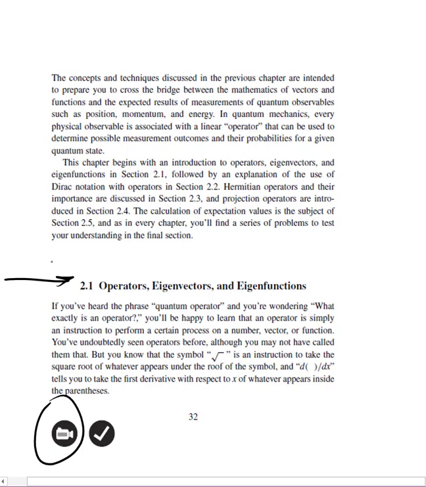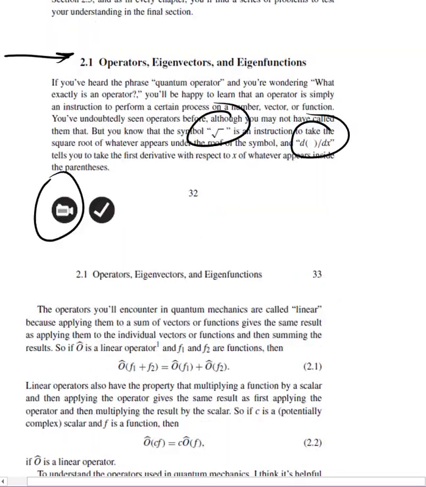This section is all about operators, eigenvectors, and eigenfunctions, and I find that some students react to the words quantum operator with a little bit of trepidation. But you've seen operators before. The couple of examples I talk about here are the square root operator or the take the first derivative with respect to x operator. In other words, operators are just mathematical instructions to do something.